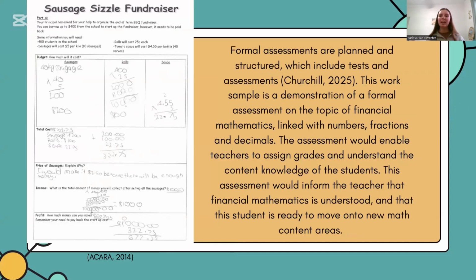Formal assessments are planned and structured, which includes tests and assessments. This work sample is a demonstration of a formal assessment on the topic of financial mathematics, linked with numbers, fractions, and decimals. The assessment would enable teachers to assign grades and understand the content knowledge of the students. This assessment would inform the teacher that financial mathematics is understood and that this student is ready to move on to new math content areas. This could include number, financial literacy, statistics, etc.